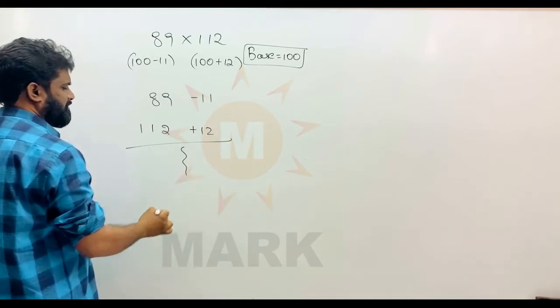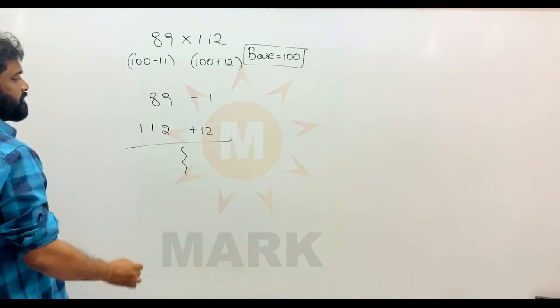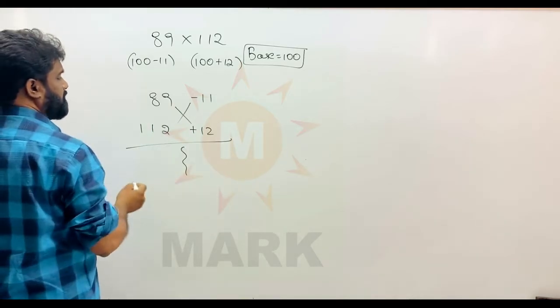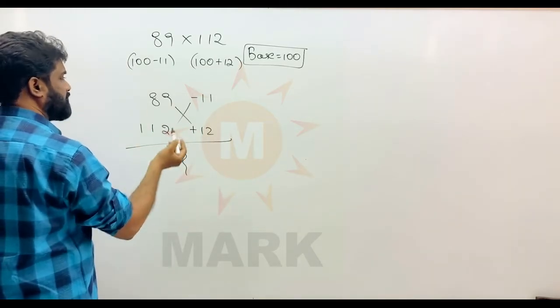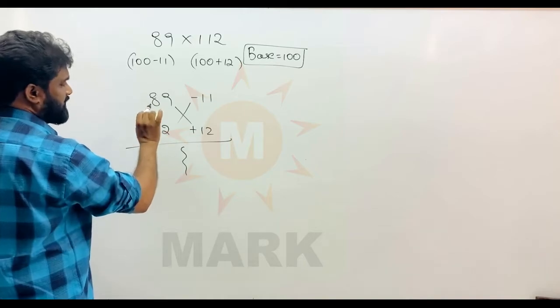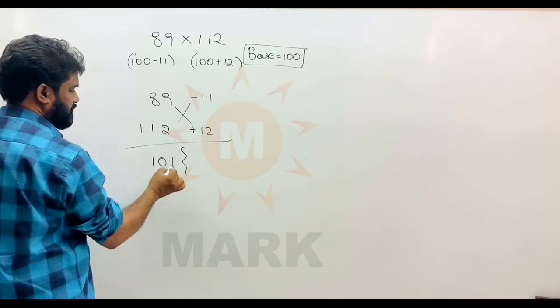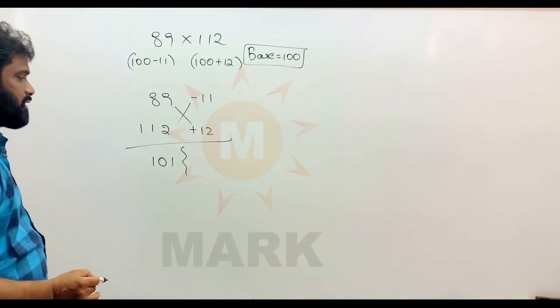So basically we are dividing the answer into two halves: left half and right half. For the left half, 112 minus 11, or 89 plus 12, you will get the same thing, that is 101.